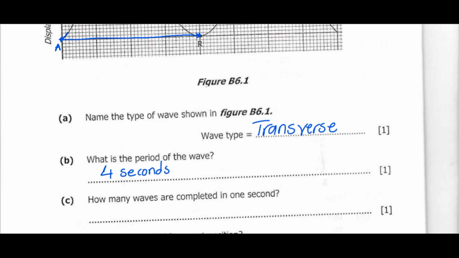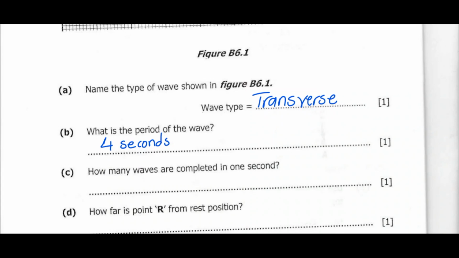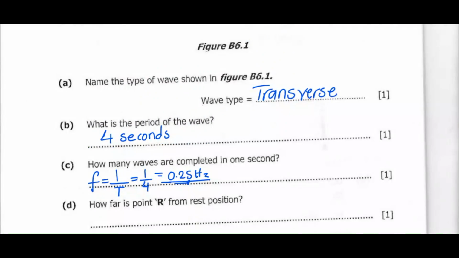Then how many waves are completed in 1 second? So this question is indirectly asking us to find the frequency. So we know that frequency is equal to 1 over T. We know that frequency is the number of waves produced per second. So the period is just 4. So 1 divided by 4 will give us 0.25 Hz. So this means that for every second, 0.25 waves were produced. So if the question comes, how many waves are produced in 1 second? Just know that it is indirectly asking you to find the frequency.